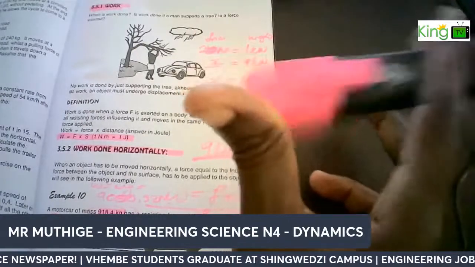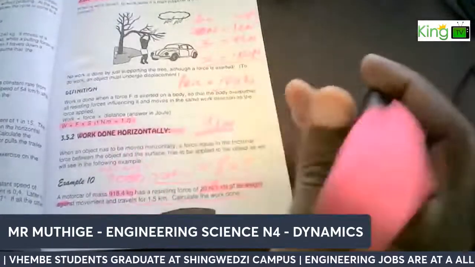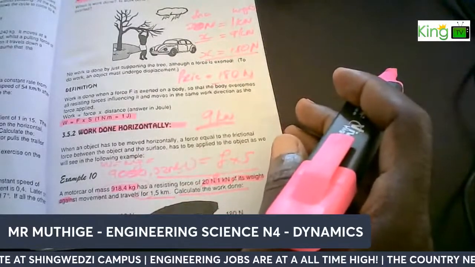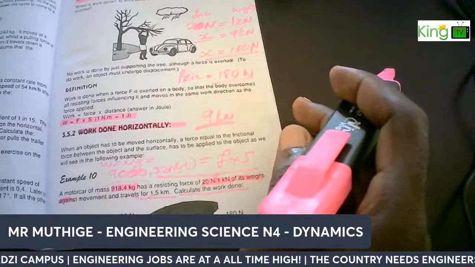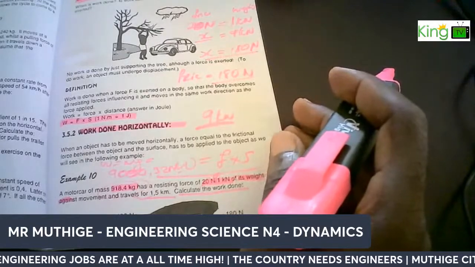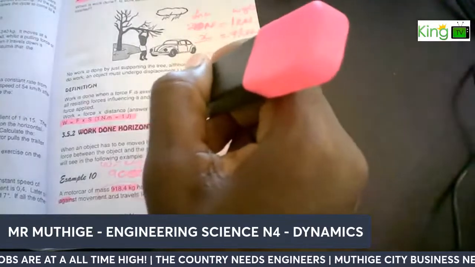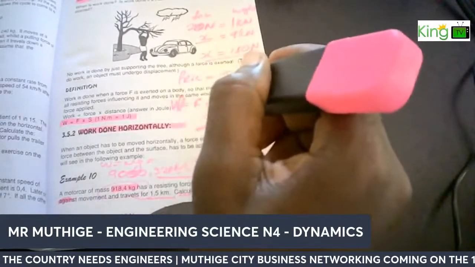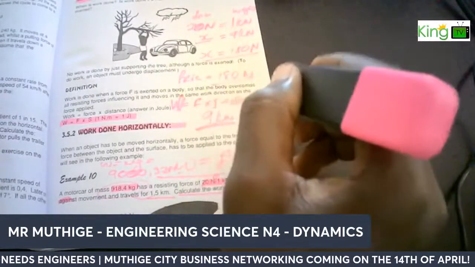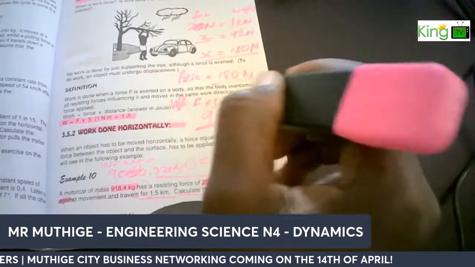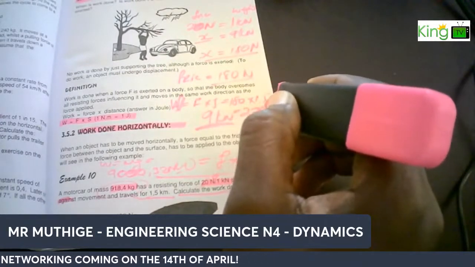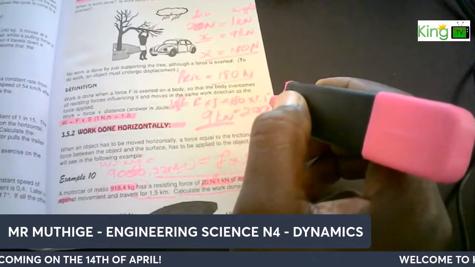But with the distance, you have only 1.5. So it's going to be the force times distance. Work is force times distance. Force in this case is 180 times the distance of 1.5. What is it? Kilojoules, as joules.